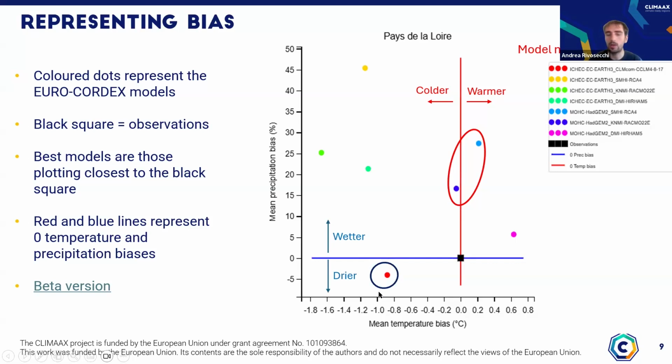So as you can see, this model here is one of the best at representing precipitation in this region, since it plots quite close to the blue line. And then anything that plots above the blue line tends to be wetter than the observations. And anything that plots below the blue line tends to be drier than the observations. And so to guide your choice, the best models will be those that plot as close as possible to the black square here, that is the observations, or to the lines. Because, for example, you might be interested in a workflow that mainly deals with precipitation and not as much with temperature. So you might want to consider this model as well, even though it doesn't have as strong representation of temperature.